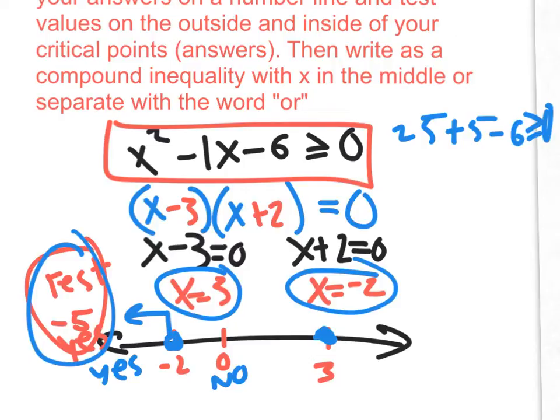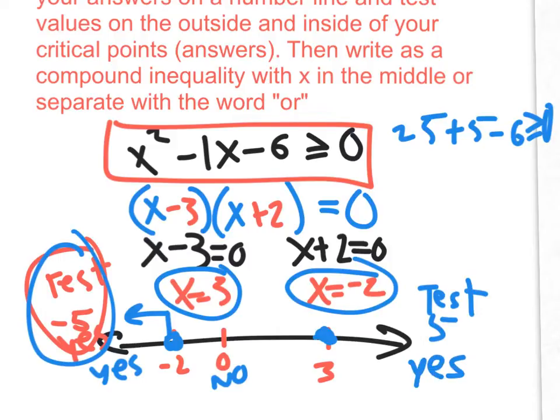No, the answers are not on the inside. And on the other one, if you test a value out here, let's say positive 5, we could do this in our head. Test 5 right here. It's 5 squared, that's 25. Minus 5, that's 20. 20 minus 6 is 14. And 14 is definitely greater than or equal to 0. So that'll also be a yes over here.